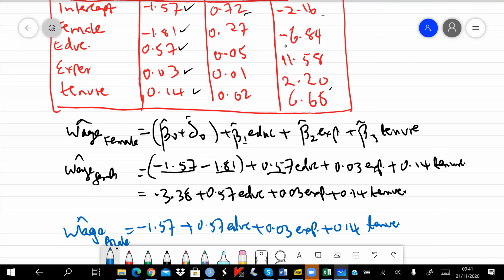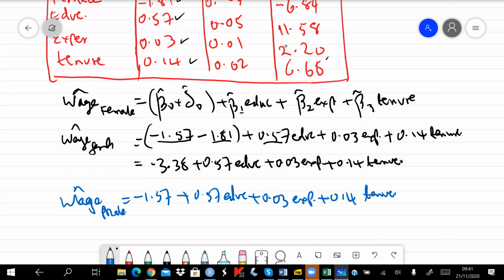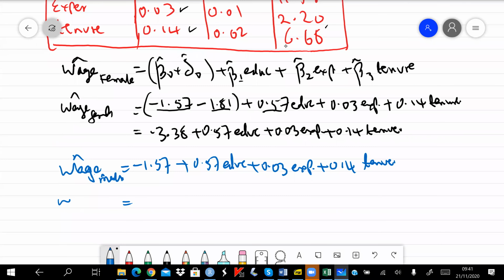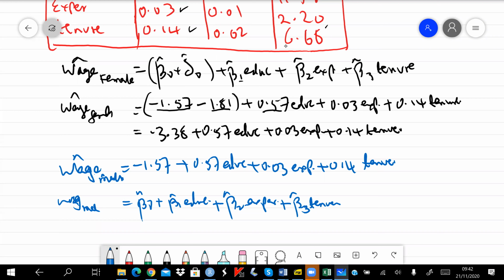So that's how you predict the wage for the males. Okay, so the question is the difference. So in general, let me write this generally. The wage for males is the same as beta naught, all these are estimates, plus beta 1 education plus beta 2 of experience plus beta 3 of the tenure. Okay, so that's the general model compared to these.